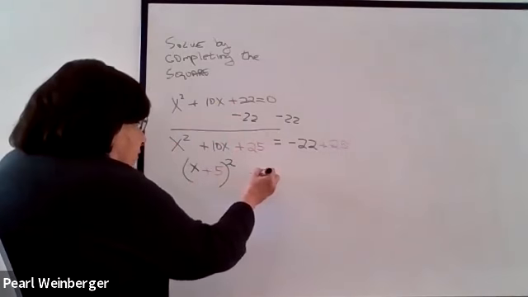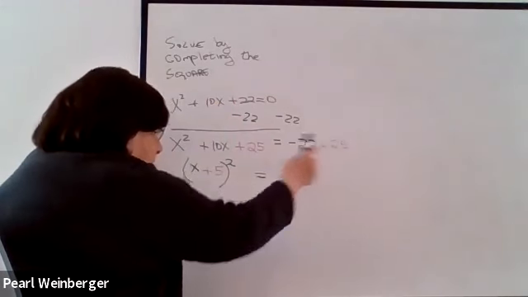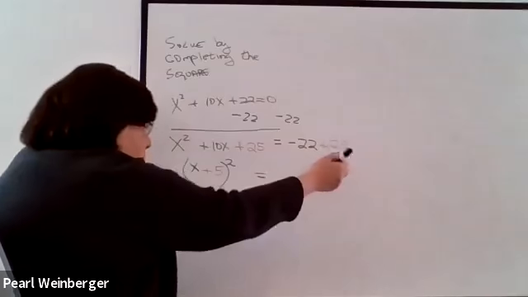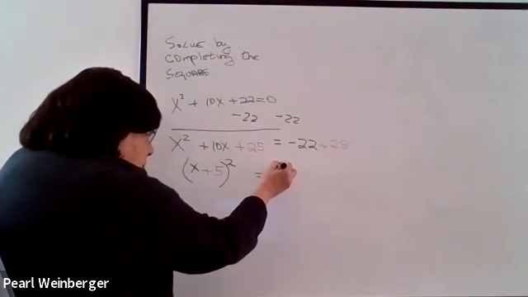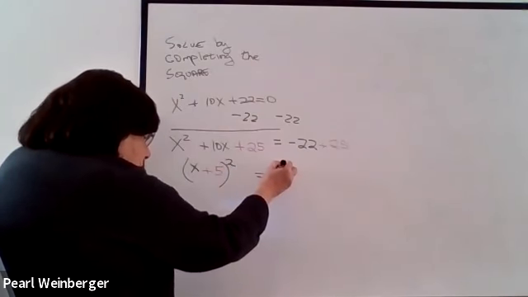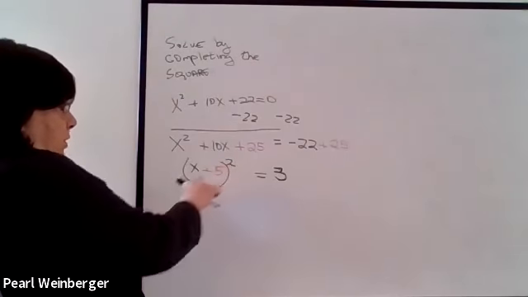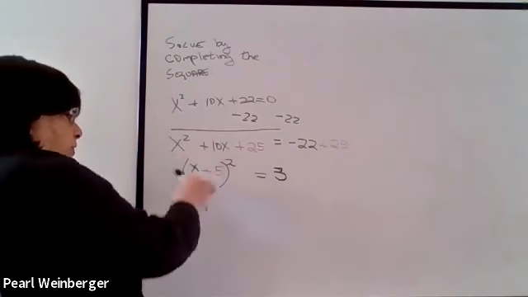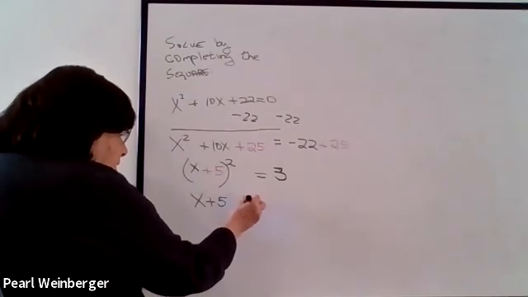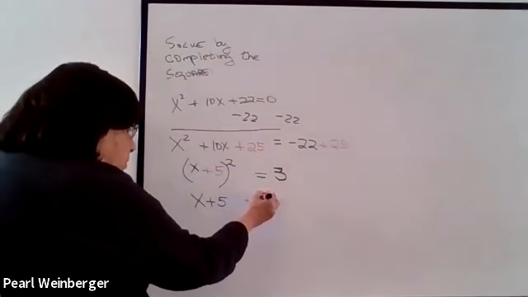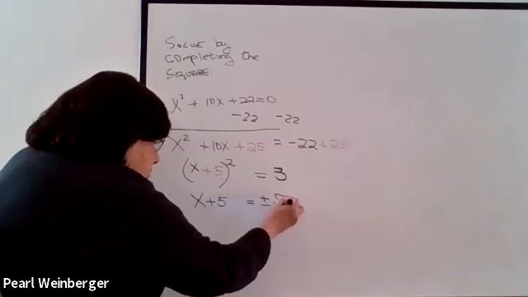Well, let's see what we have on the other side. So we combine. We have a negative 22, and now we add this 25. Remember, whatever we add to one side, we've got to add to the other side to keep the balance. So now this side is 3. And now we can take the square root of both sides to get rid of this square. When we take the square root of x plus 5 squared, all we're left with is the x plus 5. On the other side, we're left with plus or minus the square root of this number, which in this case is 3.